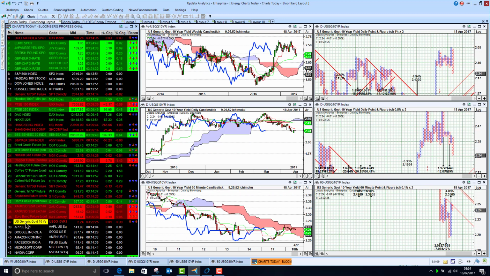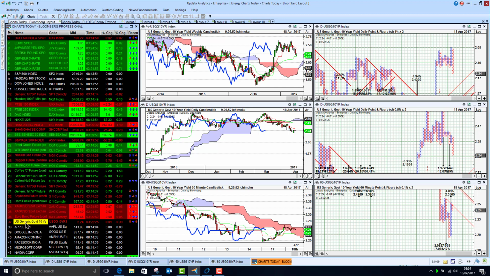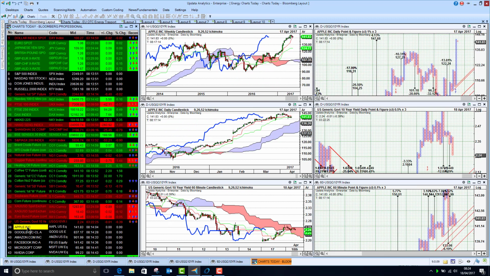US Treasury yields are at 2.24%. We were as high as 2.50, almost 2.60 for a while. So we are just seeing a little bit of a double top in the yield curve here on the long-term chart. So it's just looking bearish as well.